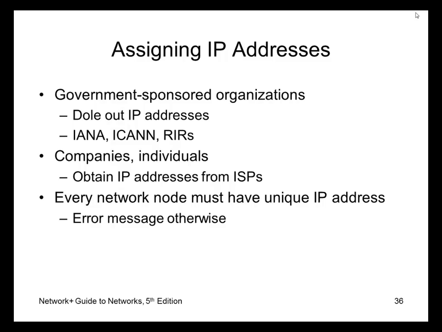All right. Assigning them. It says the government gives them out. These guys do. IANA, ICANN, they all give them out. They're all gone now. Then the companies and individuals get them from their ISPs. You get yours from Cox. We get it from Rose State. We get it from whoever. Every network node has to have a different IP address, or else they don't work.